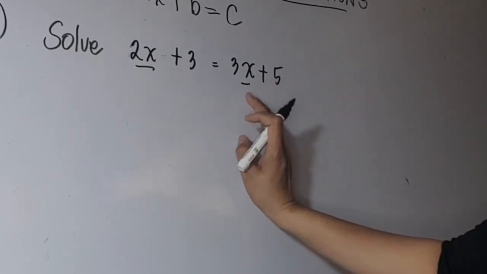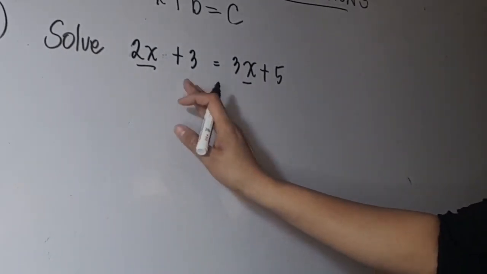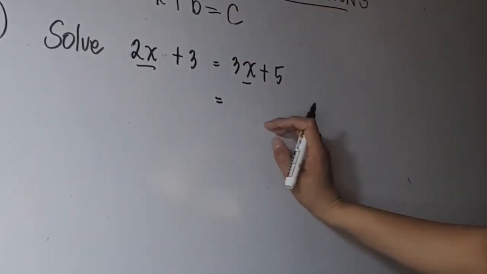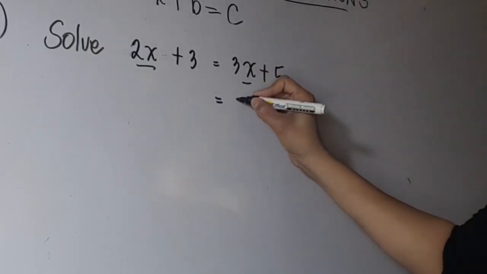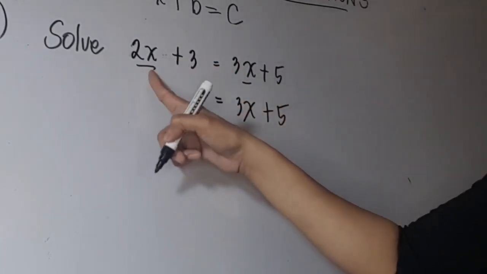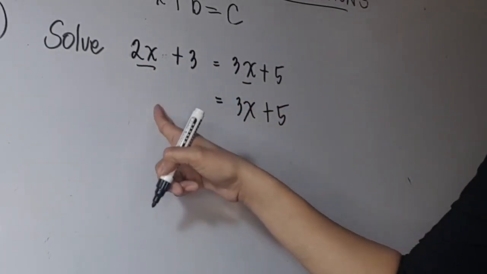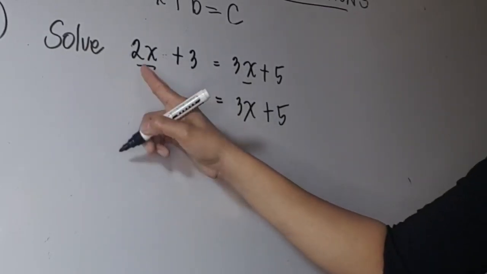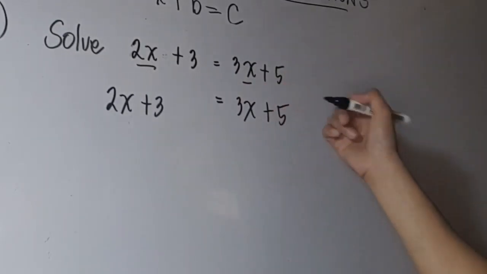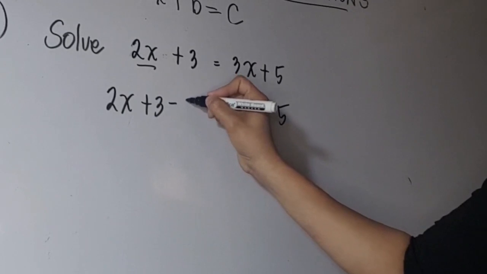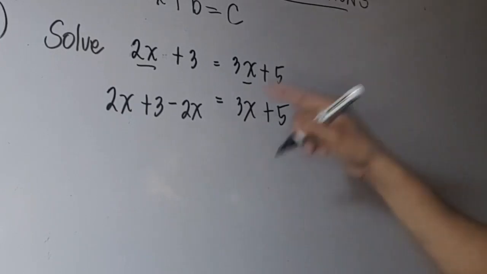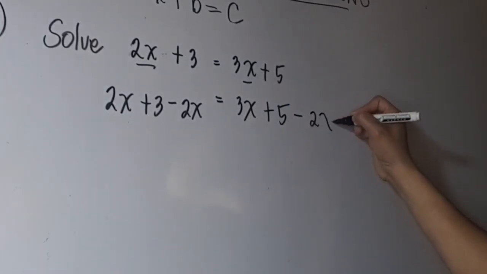Remember here that you have to isolate the variable. Since you're going to collect the variable on the right side, you retain the 3x plus 5. Then you're going to isolate the variable. You have here 2x plus 3. How are you going to isolate that? You're going to subtract 2x from this side in order to isolate the variable here. So you also subtract 2x on this side.